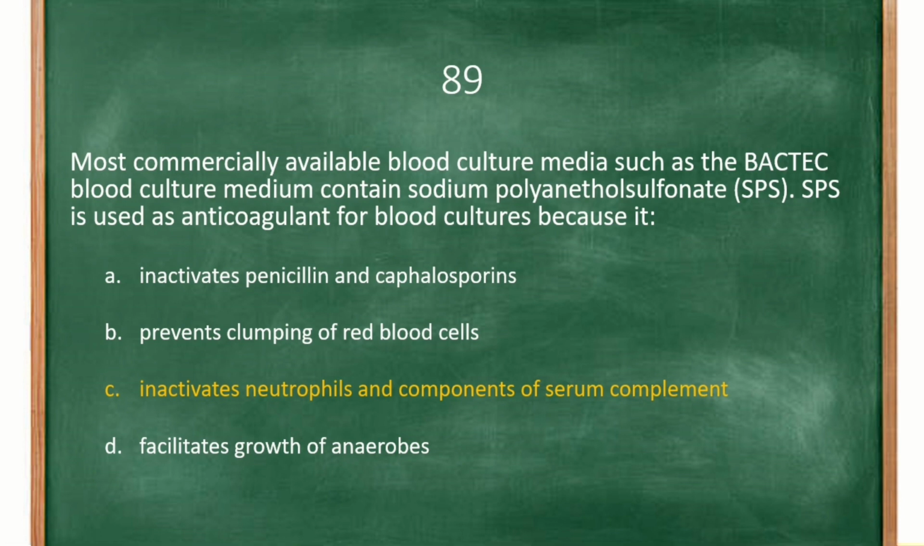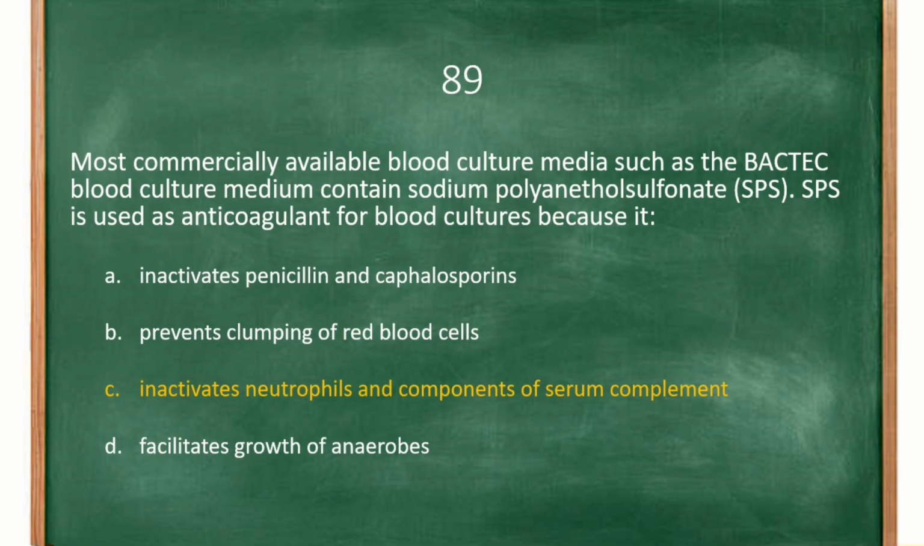So those Bactec bottles that we've been seeing for blood culture, they contain this anticoagulant that we call SPS. And then the main function of SPS is to prevent the blood from clotting by inhibiting the activity of certain proteins involved in the clotting process. Then additionally, it also neutralizes the effect of neutrophils and components of the serum complement system.